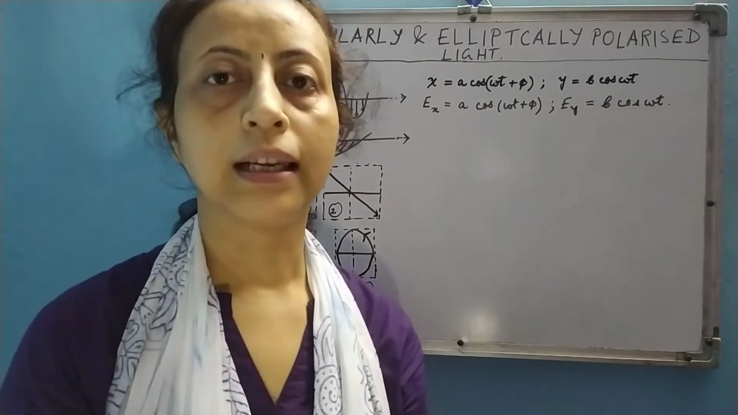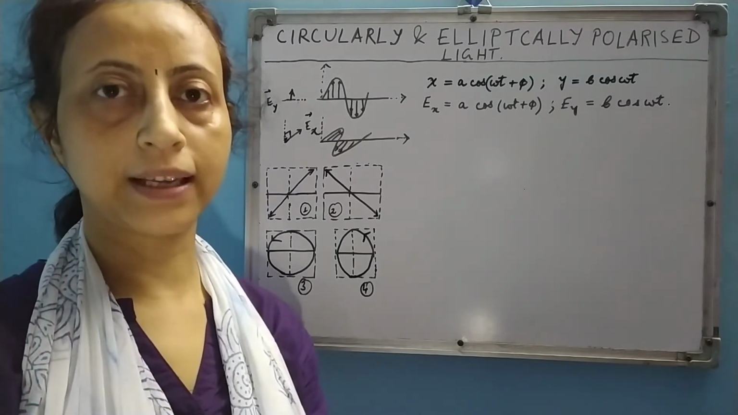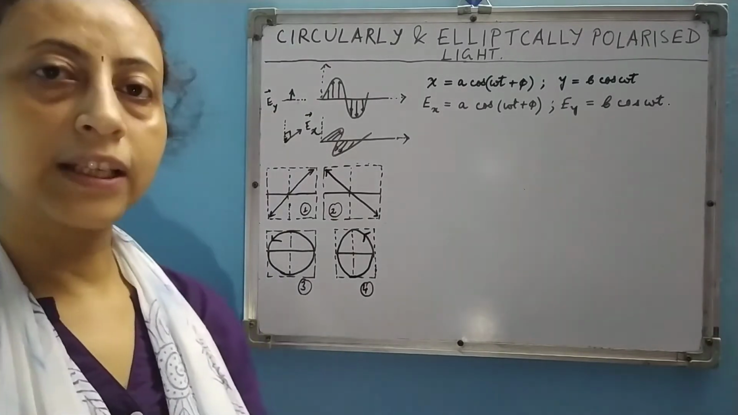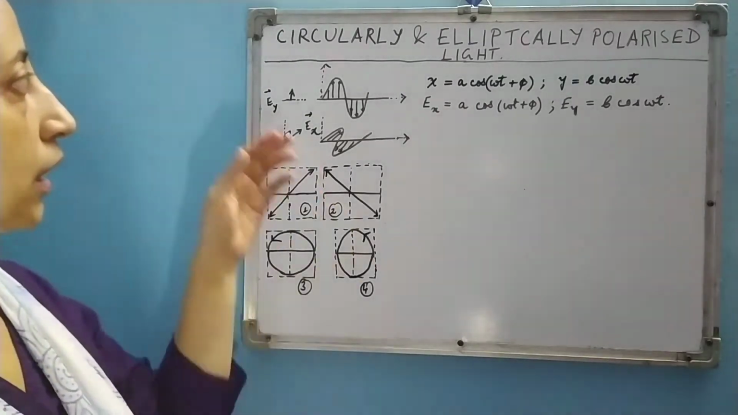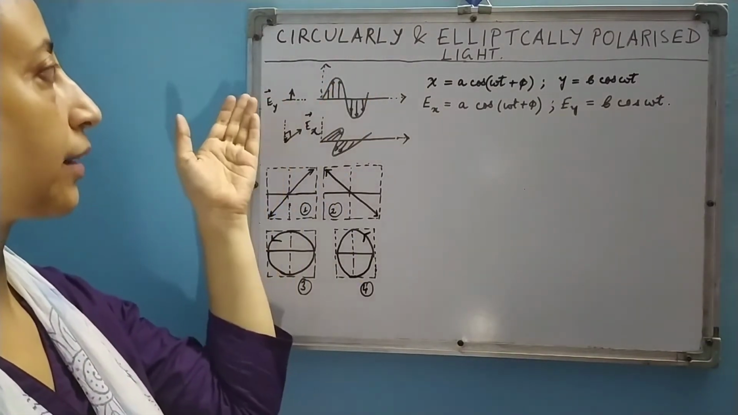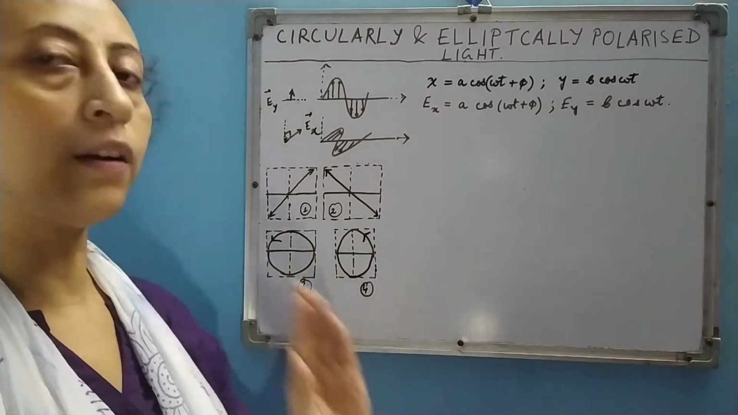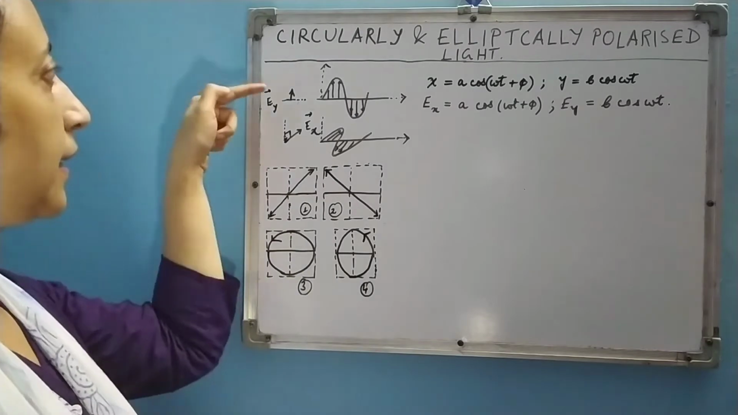Hello everyone. Let us today understand what is circularly polarized light and elliptically polarized light. You already know what is plane polarized light. A light whose direction of vibration of the electric field is restricted to only one direction is called plane polarized light. For example, these two.